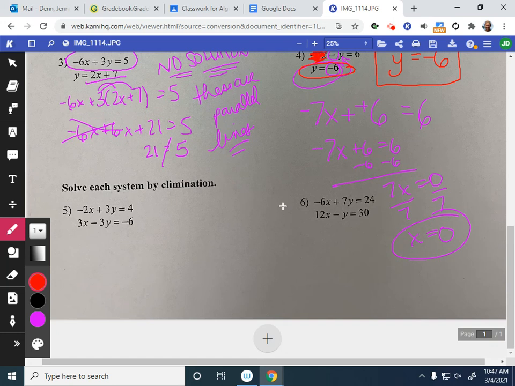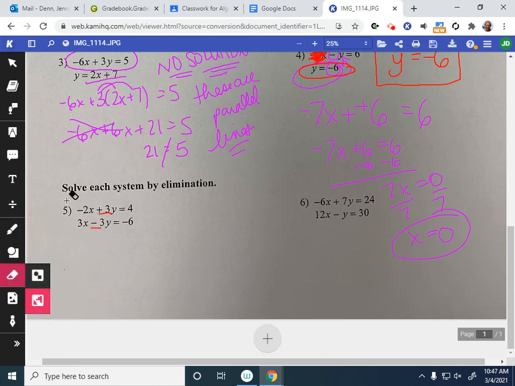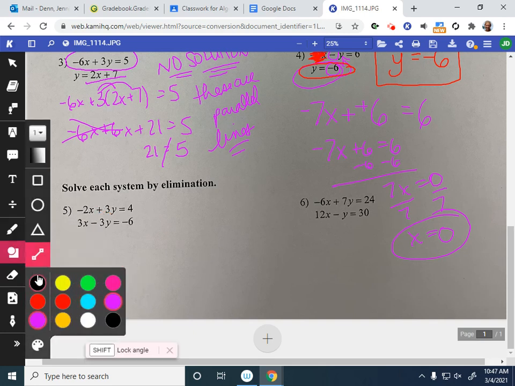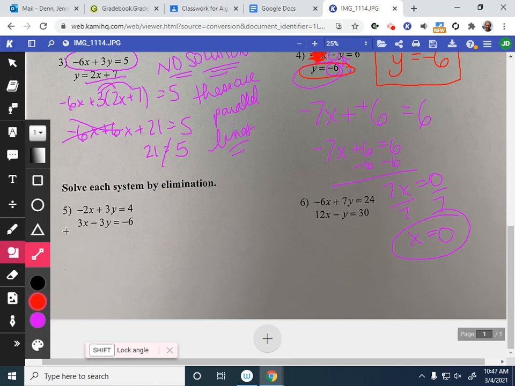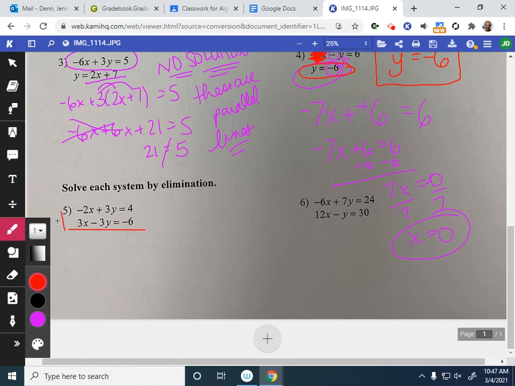All right, number 5, elimination. So for the first one, we're totally set up. Our y's are perfect. I have a +3 in front of this one and a -3 in front of this one. So my magical adding of the two equations is going to work perfectly. So I'm going to add the two equations together. Remember that I am always adding the two equations together.